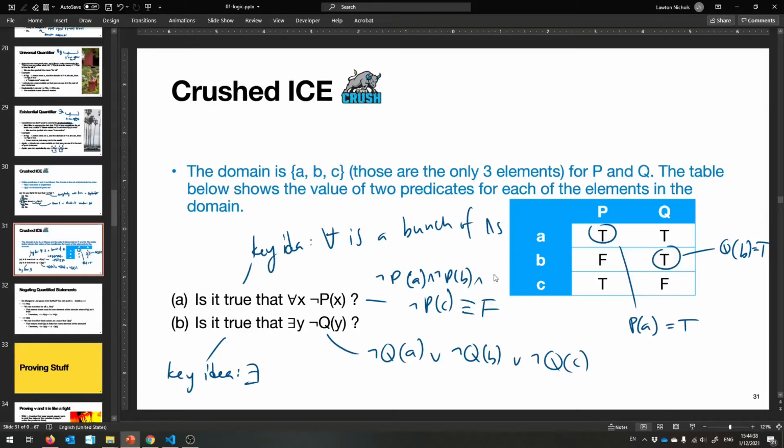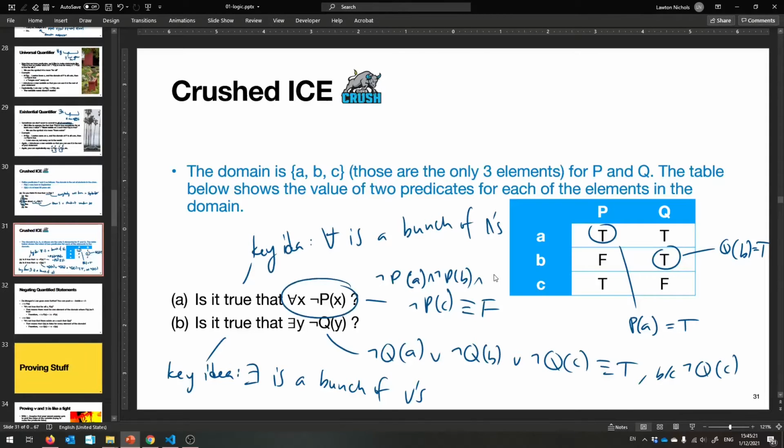So the key idea here is there exists is just a bunch of ors. You've got to find one thing, one y, to make this true. Okay, let's put some apostrophes just so that we don't get confused. I think you'll find that this is in fact true because we have a witness to this fact. Q of c is false. Because Q of c is false, which is also written as not Q of c is true. That's the idea. Hopefully that's making more sense now.